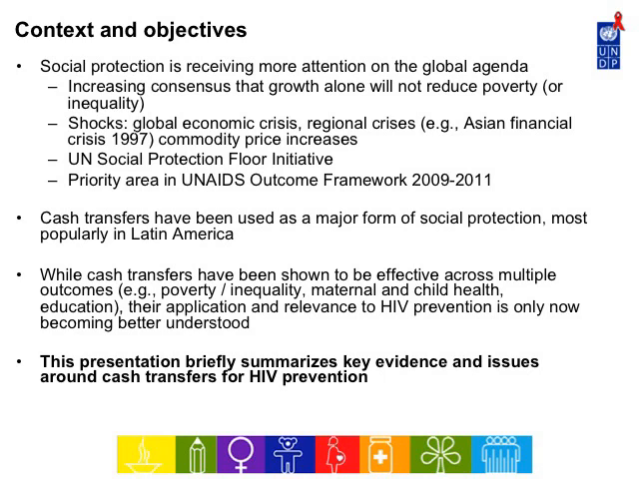Social protection actually features quite prominently within the UNAIDS outcome framework from 2009 through 2011. Just taking a look now at cash transfers, they've been used as a major form of social protection, and most popularly in Latin America, and I'll have a few slides on that a bit later. And while these cash transfers have been shown to be effective across multiple outcomes, like reducing poverty and inequality, most notably also in terms of improving various maternal and child health outcomes, immunization rates, education attendance, where there are these conditionalities tied to them. And this stuff is all fairly well understood.